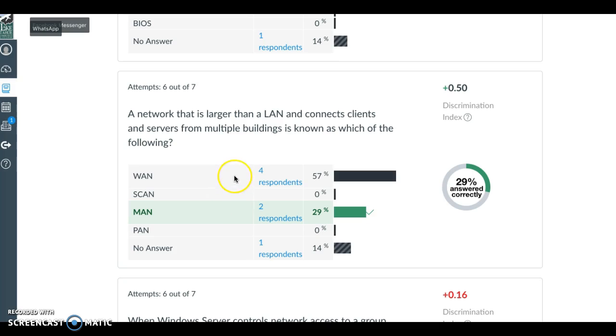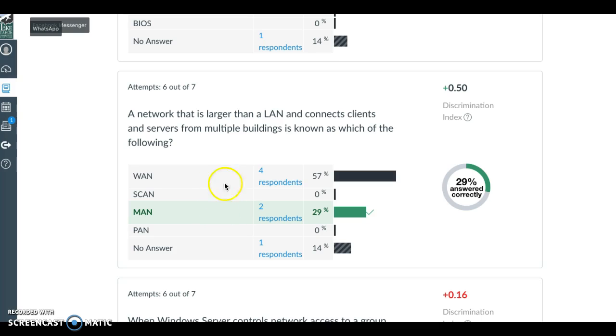Now, if we looked at this, it's definitely not a WAN. A WAN is a wide area network, and that's the internet, things like that. That's huge. That goes far beyond a few multiple buildings that are in the same area. So that's what that is. SCAN, we never talked about. You guys didn't pick that. And then PAN. Okay, so basically it's a metropolitan area network.